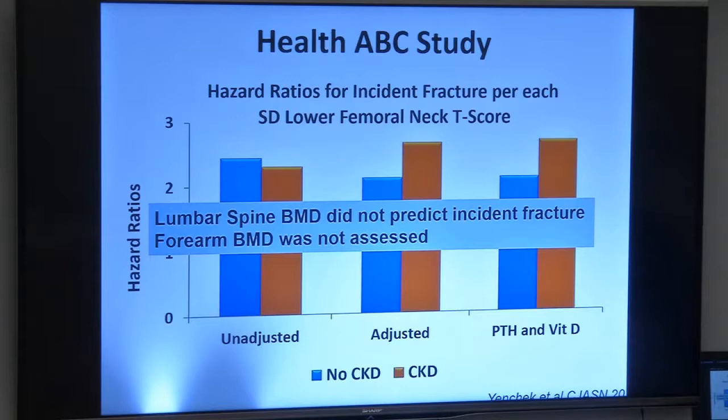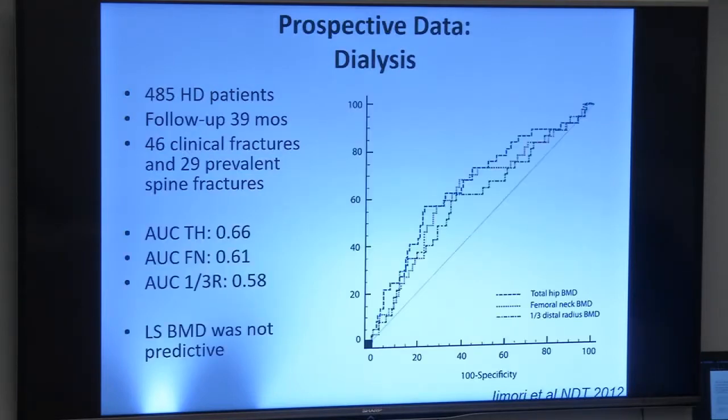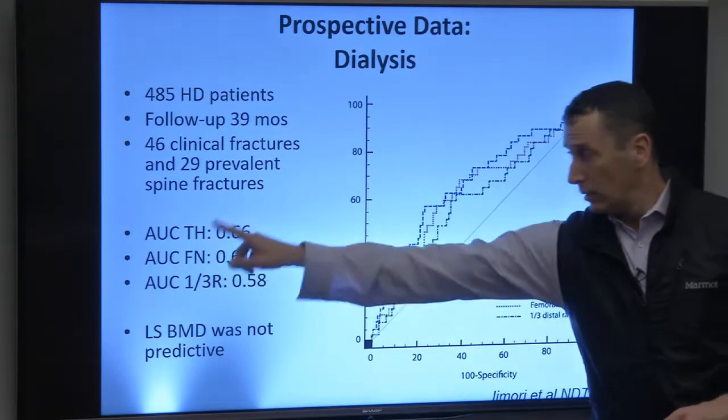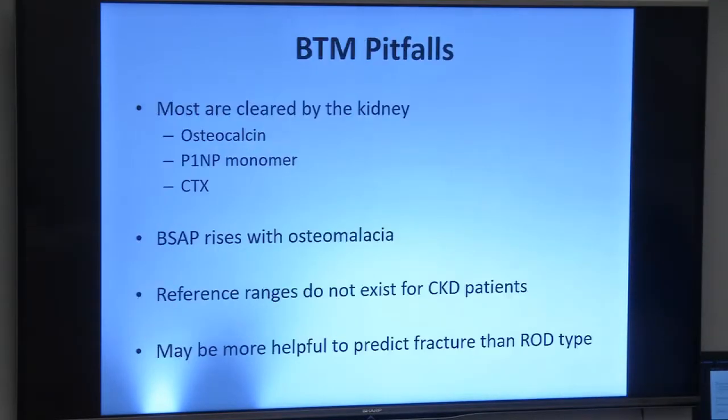And then they didn't look at forearm. In dialysis patients, there was a forearm study, and the forearm worked great. So you can do hip or forearm, they work equally well. This is the dialysis data. These are the AUCs, and as you can see for hip and forearm, great AUCs for fracture prediction, pretty similar to what they are in the general population. And then lumbar spine BMD, not predictive, probably for those exact same reasons as we just mentioned with the vascular calcifications.